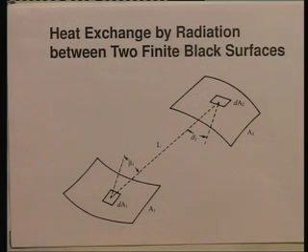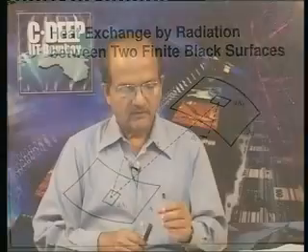Today we are going to first look at radiant heat exchange between two finite sized black surfaces. Last time you will recall that when we stopped, we had derived the expression for the rate of heat exchange between two differential areas dA1 and dA2 at temperatures T1 and T2. And the expression which we had derived was the following. Let me first repeat that.